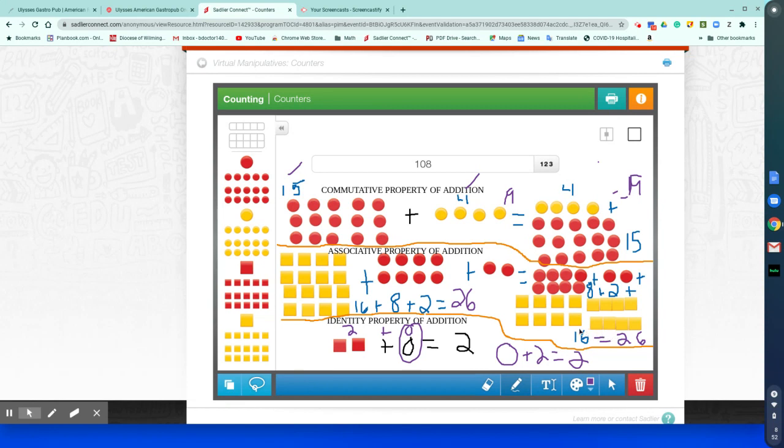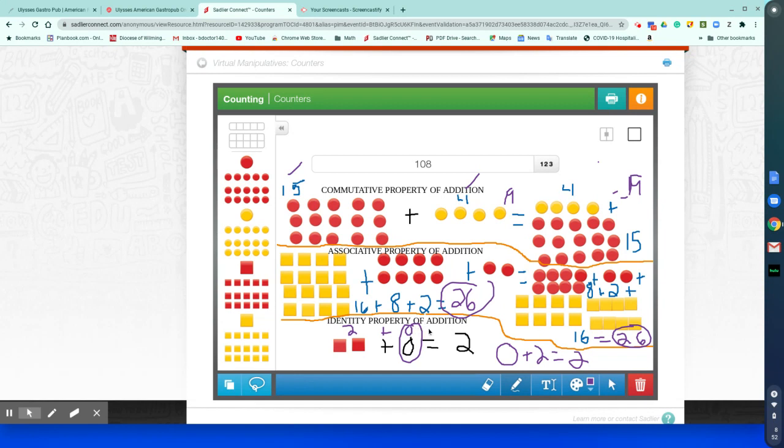Essentially, what I mean by that is that we've regrouped this problem with eight red counters, followed by 2 red counters, followed by the 16 yellow square counters. That is 8 plus 2 plus 16, and it gives us 26. So we get the same sum as we did over here. It's just regrouped.